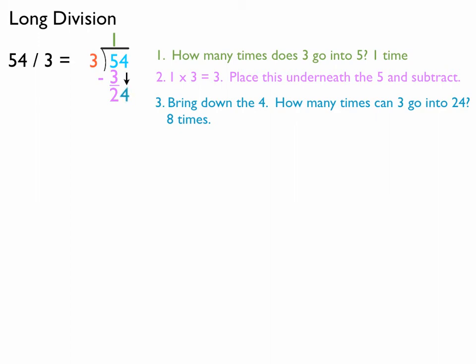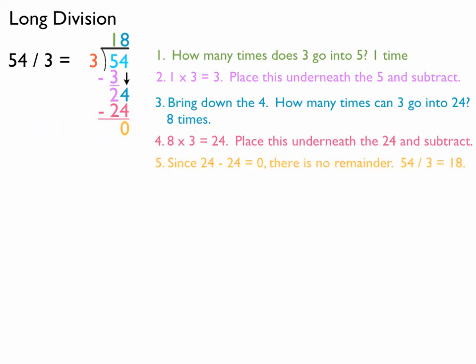There we go. So how many times can 3 now go into 24? 8 times. I know that 3 times 8 is equal to 24. So I'm going to place this directly underneath the other 24 and subtract. Well, hopefully you know that 24 minus 24 is equal to 0. And since they equal 0, there is no remainder. So in this case, 54 divided by 3 is equal to 18, and that's my final answer.